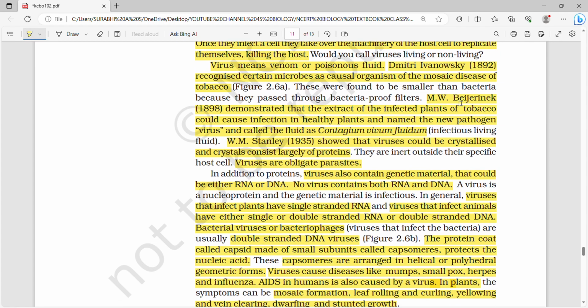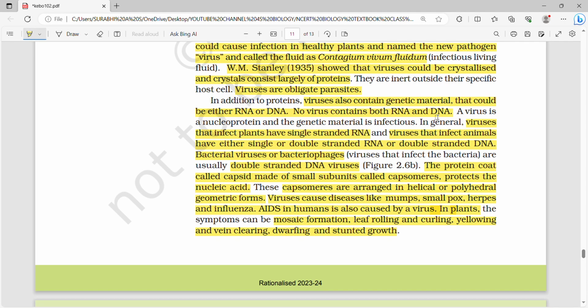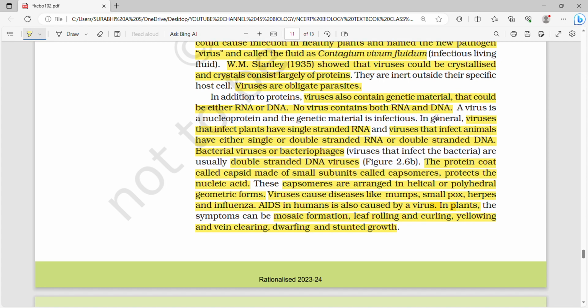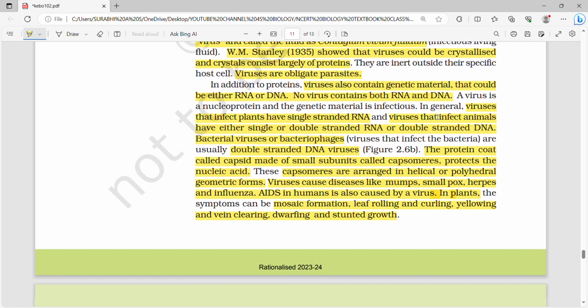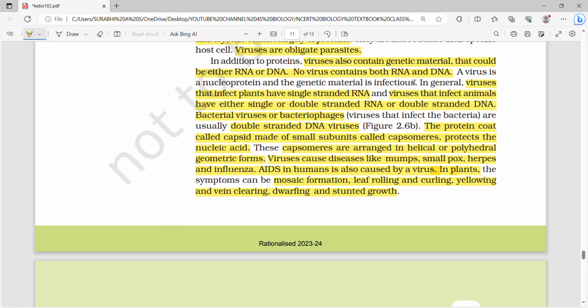So he named the virus and he gave the fluid name. Ivanovsky recognized that there is some disease causing organism. Next, W.M. Stanley showed that the virus could be crystalline and the crystals consist largely of proteins. And you have to know that viruses are obligate parasites. They are inert outside their specific host cell. In addition to proteins, viruses also contain genetic material. So you have to remember what is contained. For example, it can be either RNA or DNA, and no virus can contain both RNA and DNA.